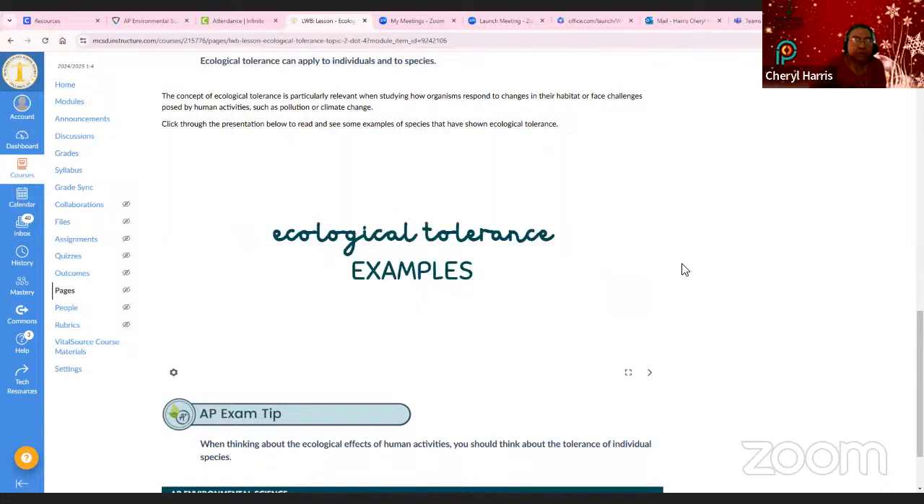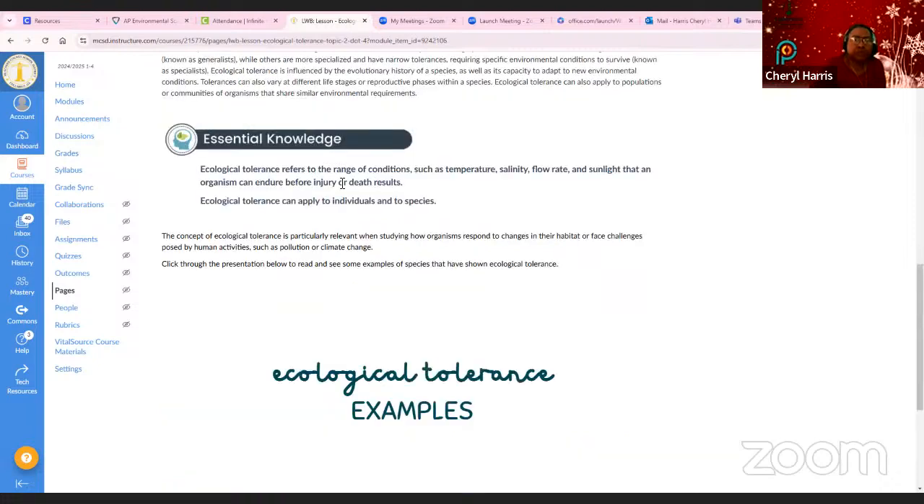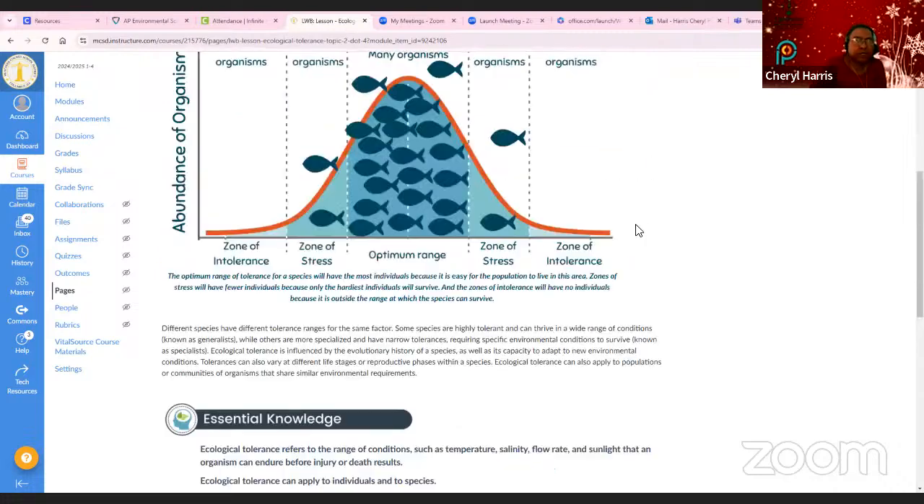All right, tolerance. Tolerance refers to the range of conditions, such as temperature, salinity, flow rates, and sunlight, that organisms can endure before injury or death. Okay, so tolerance.